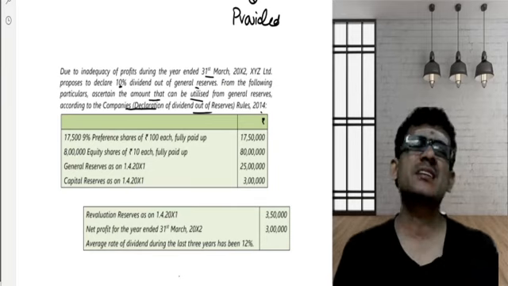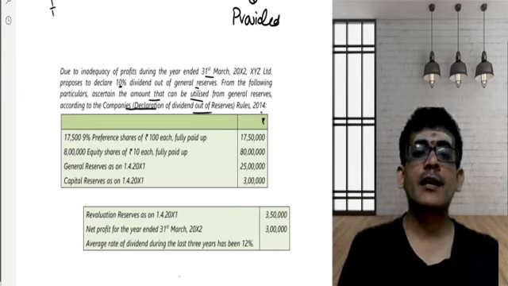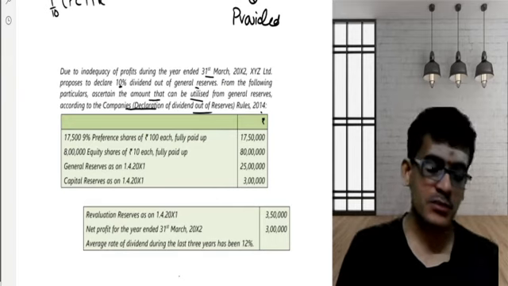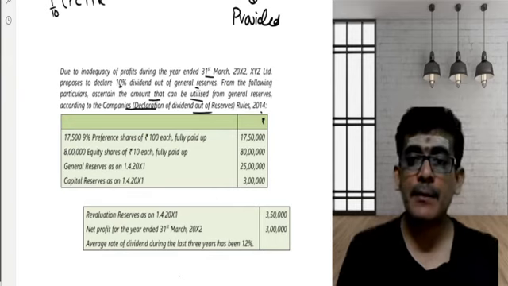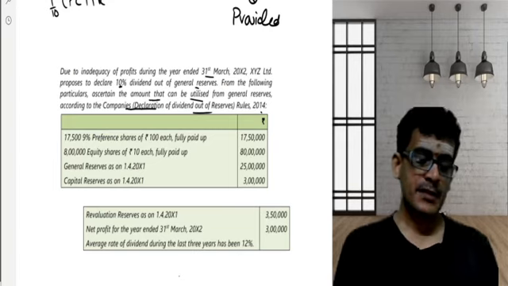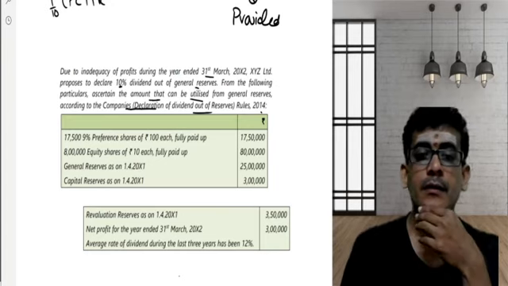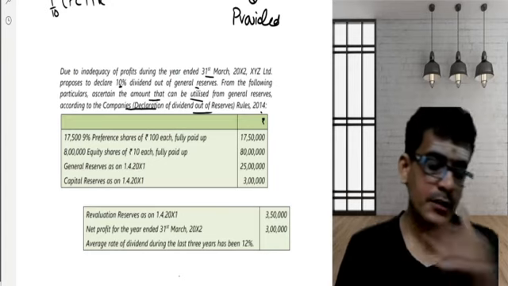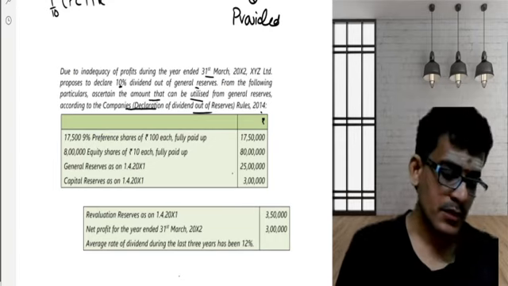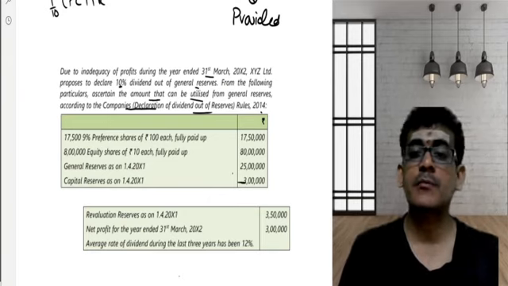the Companies (Declaration of Dividend) Rules, 2014. So what does the rule say here? You can draw a maximum amount of 1/10 of your paid up capital plus free reserves. What is the paid up capital plus free reserves? Here, the paid up capital is 17,50,000 plus 80 lakhs. The free reserves you have here are nothing but the general reserve. Here I cannot use the capital reserve.